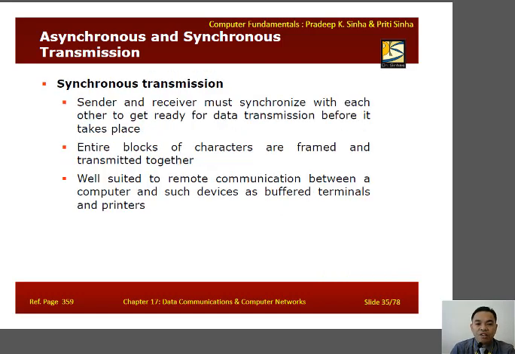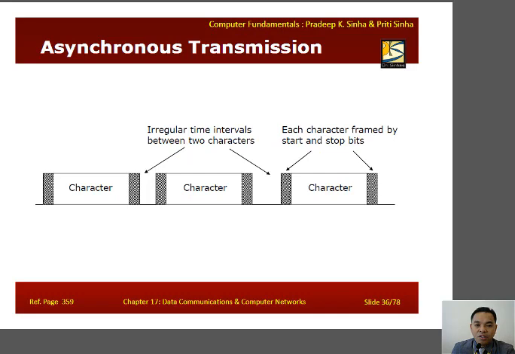When we say synchronous transmission, the sender and receiver must synchronize with each other to get ready for data transmission before it takes place. So the entire blocks of characters are framed and transmitted together. This type of transmission is suited to remote communication between a computer and such devices as buffer terminals and printers. So this is a diagram of asynchronous transmission.